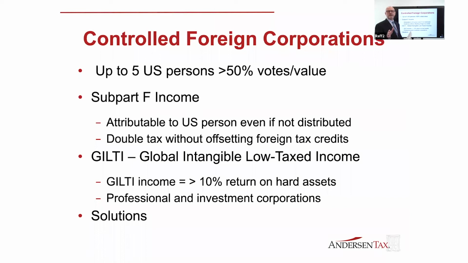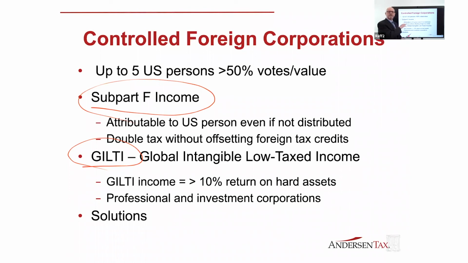They're a controlled foreign corporation if 5 or fewer U.S. persons hold more than 50% of either the votes or the value of the corporation. So again, a privately held Canadian corporation, not U.S. corporations; it's Canadian corporations, or for that matter, Argentinian or Australian or Zambian, any non-U.S. corporations. And there are 2 categories here that we'll talk about: GILTI and Subpart F income.